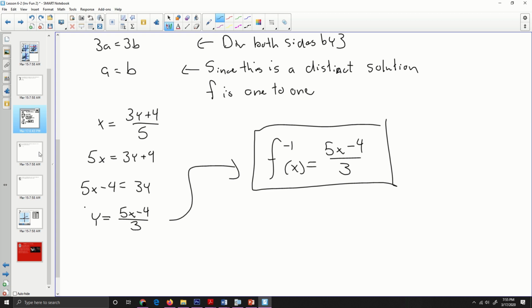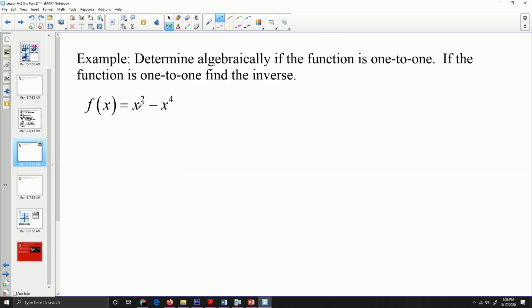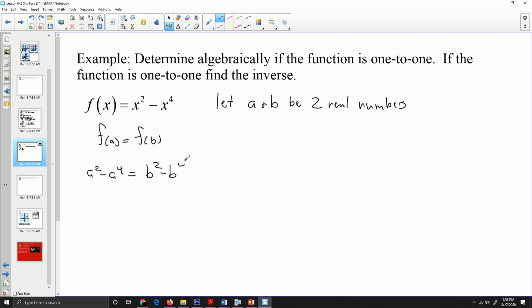Okay, so when will I not get this a equal to b? Well, let's look at this one. And so again, we're going to let a and b be two real numbers. Let's go f of a equal to f of b. And so we'll plug a in. So we'll go a squared minus a to the fourth equal to b squared minus b to the fourth. All right, so how am I going to reduce this one? Well, let's talk about one way that you could do it. I'm going to say we're going to factor this thing.